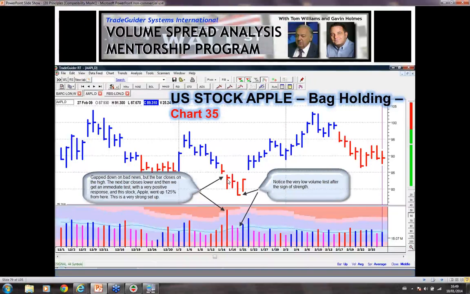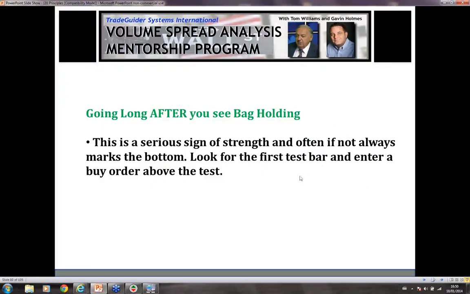You get this in the currencies, the forex market, the futures, stocks. It's a very strong principle. Very, very strong principle indeed. So when you see bag holding, it's one of the strongest signs of strength. And I'm going to spend more time on it when we get to the four key setups. And it's a very strong signal. This will reverse the trend. This is a trend reversal signal. Be under no illusions. This will reverse the trend.